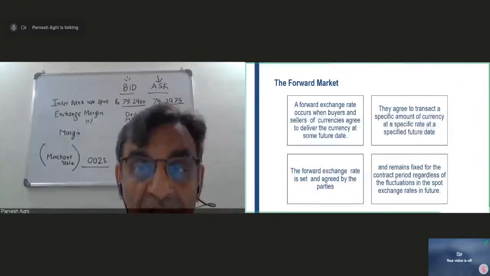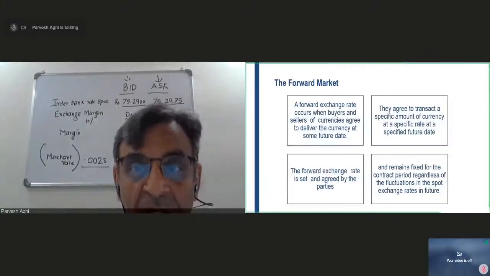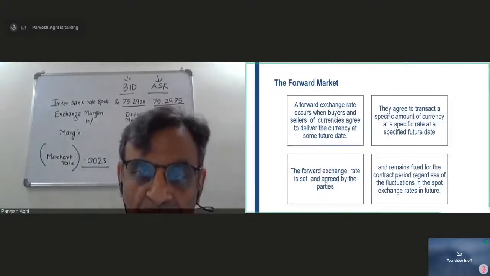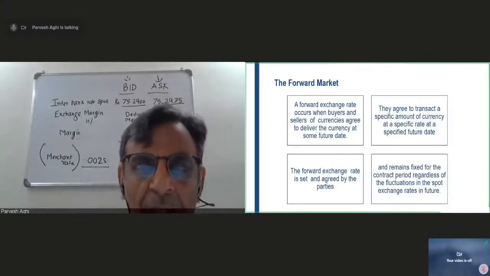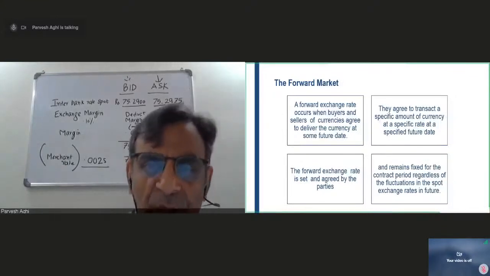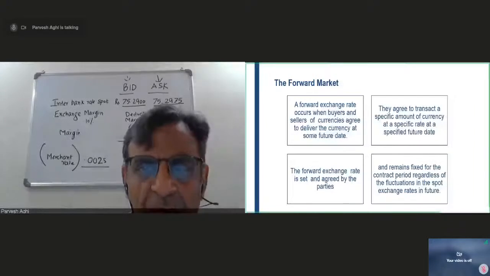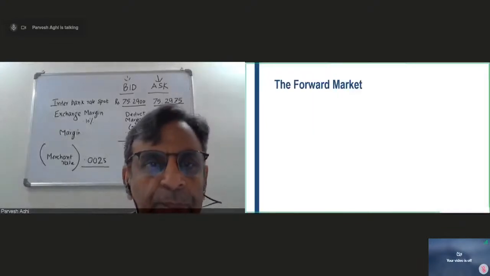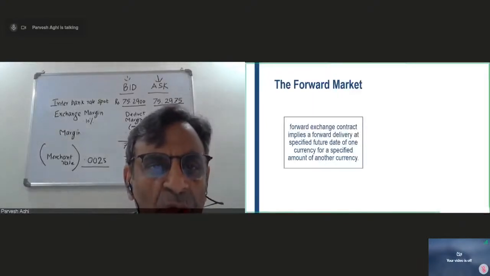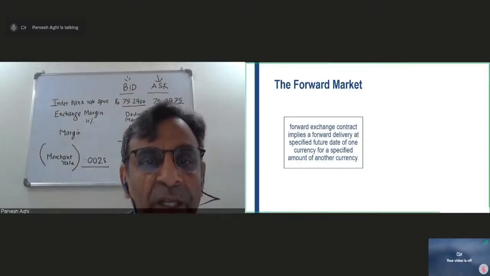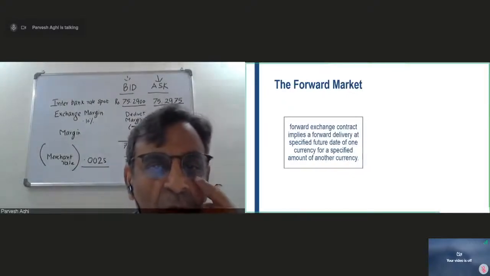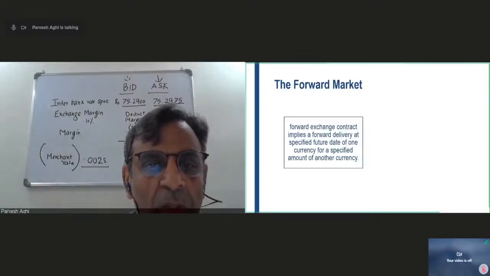But since I'm doing business and my main concern is business and not to look at the volatility of the market, and I have fixed my selling prices based on my costing, I'll be happy that whatever rate the bank has fixed, it is actually giving me a profit. So even if it goes up and down, it gives me peace of mind that this is my rate. Okay. So a forward exchange contract implies a forward delivery at a specified future date of one currency for a specified amount of another currency.